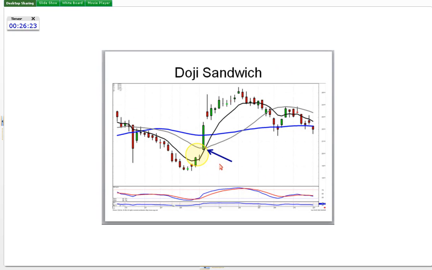So anyways, a left-right combo, especially followed by a gap up, is going to have very strong results.